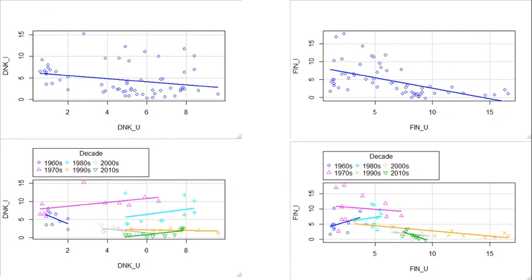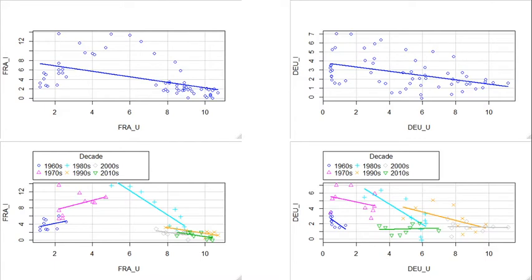Denmark, Finland, looking as we'd expected, but now we're starting to see, when we look at some of these decades, especially here for Denmark in the 1970s, that same sort of stagflation that the US and other countries experienced. France, Germany, a similar situation, downward conventional Phillips curves.